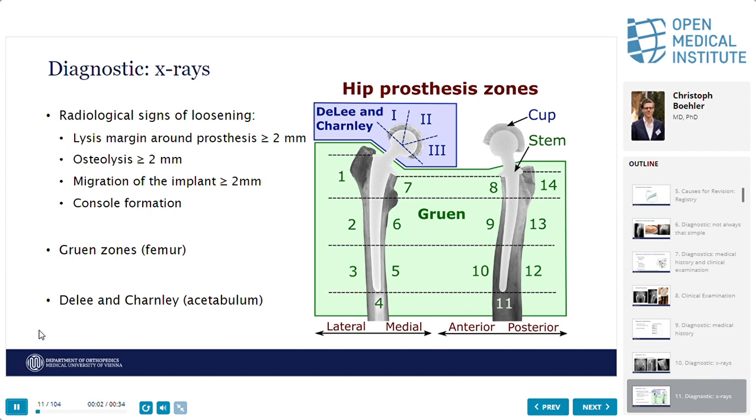When you look at the X-rays, you should be able to look for signs of loosening. The margin is more than 2 millimeters, osteolysis also more than 2 millimeters. Migration of the implant is quite hard to see with normal X-rays, so you have to do an EBRA or RSA, and you look for console formation. For the stem, you describe this in the Gruen zones, and for the cup, the DeLee-Charnley zones, 1, 2, 3, and 1 to 7.